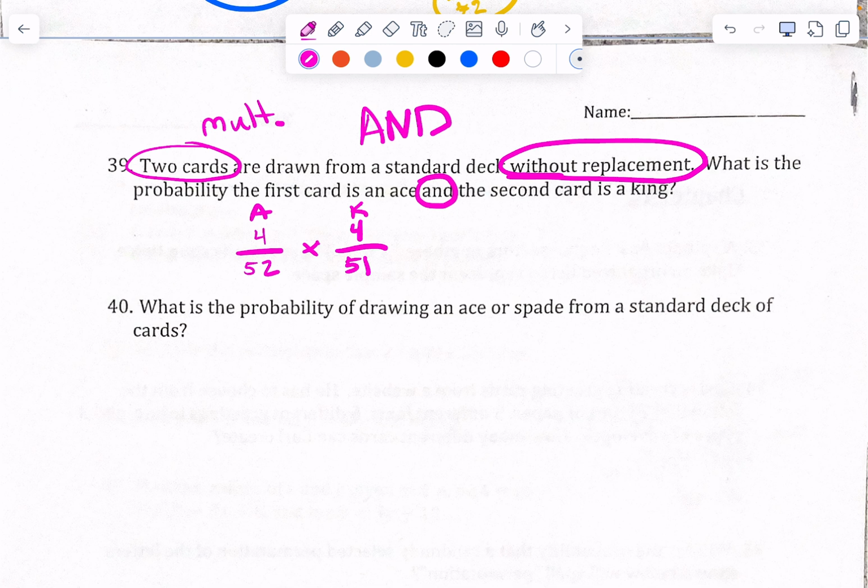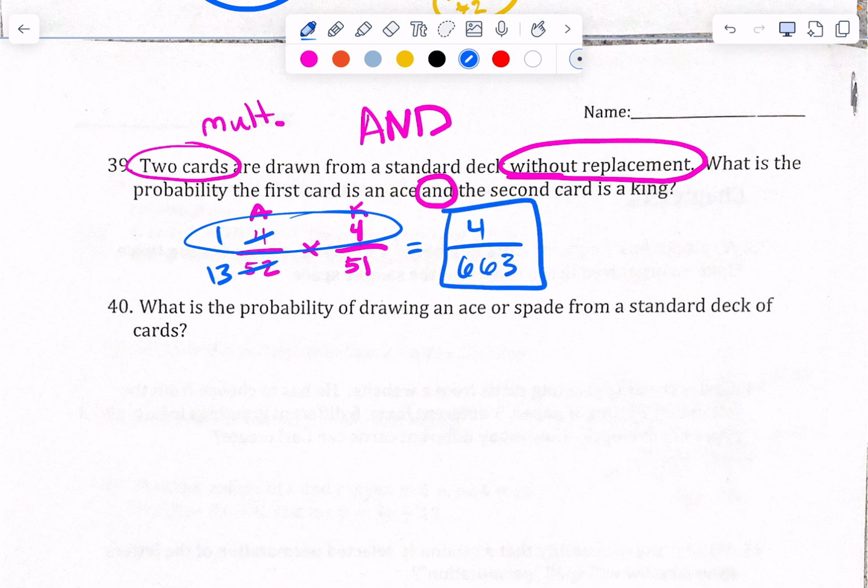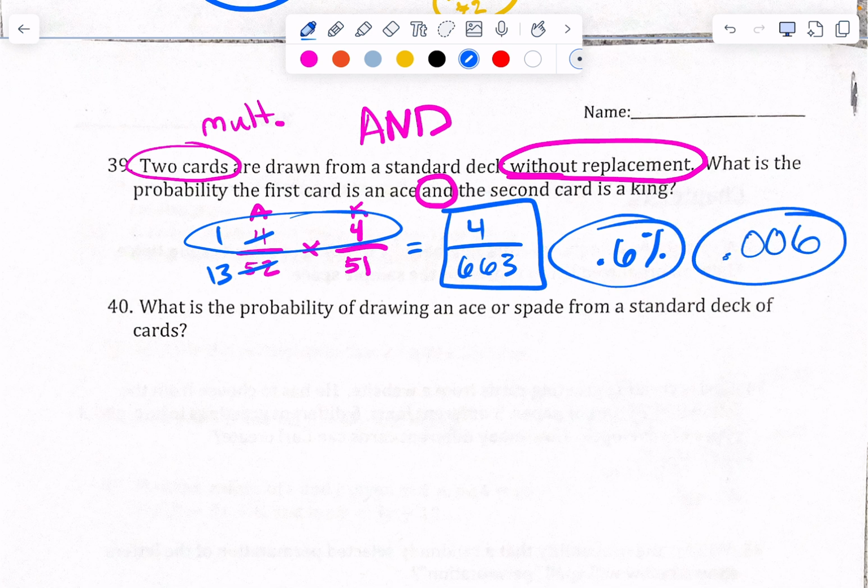Yes, beautiful. All right. Real quick, 4 out of 52 is 1 over 13, right, if we reduce, and then I'm just going to multiply. 4 times 1 is 4. 13 times 51 is 663. It's 0.6%. Perfect. Or 0.006 as a decimal. Yep. Beautiful. Something like that. 0.03%. Okay. My bad.